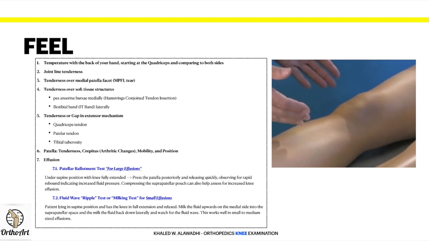We also palpate the patella for tenderness and crepitus. If there's crepitus, it means there are arthritic changes. Mobility, position, and we always mention the patella should face upward, should not go laterally. If it went laterally, it means a problem. You have to examine with special tests, which I'll mention later on.